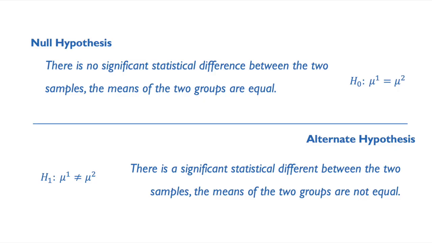As you can see, we have our hypotheses up again, and just to run through them, we have our null hypothesis, which states that there is no significant statistical difference between the two samples, and that the means of the two groups are equal. And the alternate hypothesis states that there is a significant statistical difference between the two samples, and that the means of the two groups are not equal. Based on our results, which hypothesis do you think is correct?